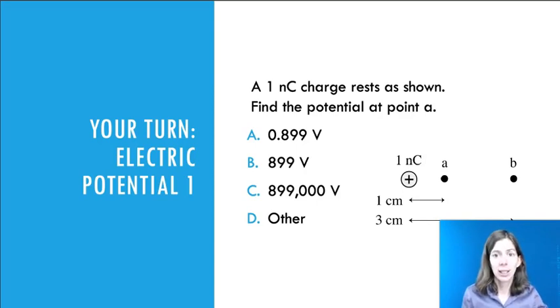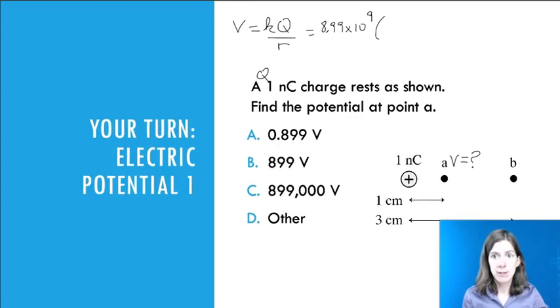Let's take a look. The relevant equation is the potential created by a point charge, right? If it's asking what's the potential over here, well, it's produced by this point charge. So the equation is kq over r. All we need to do is plug in the correct variables. So k is the Coulomb constant, 8.99 times 10 to the 9. Q is the source charge, which is 1 nanocoulomb here. That's our big Q. Nano is the prefix for 10 to the negative 9.